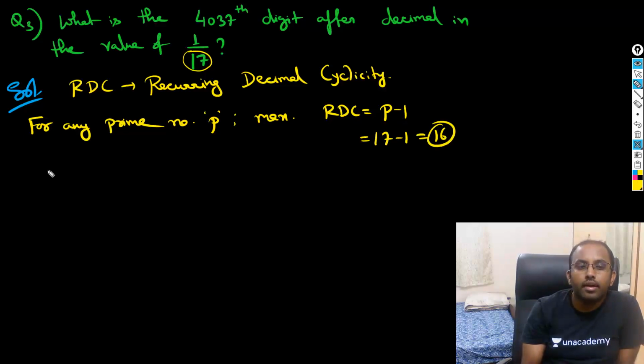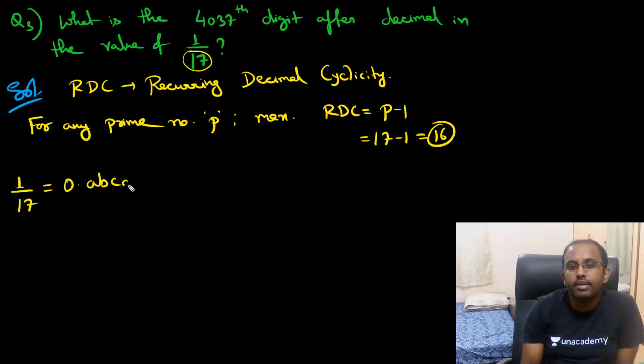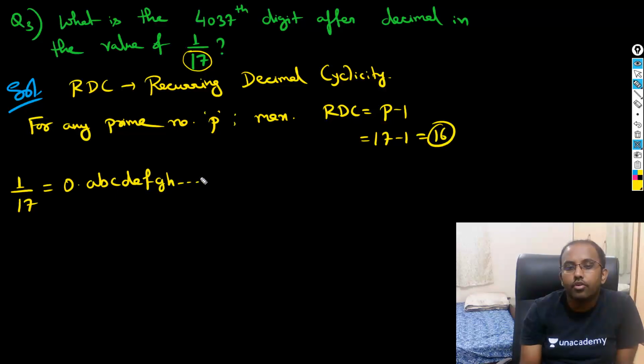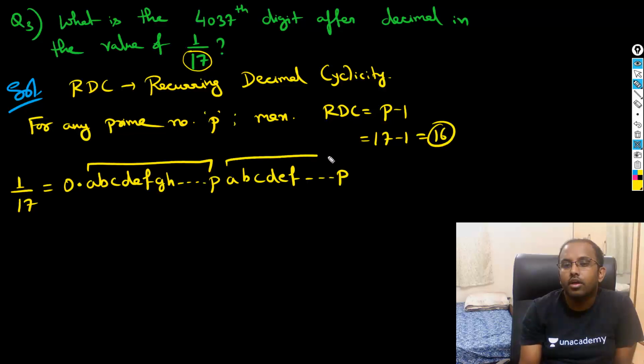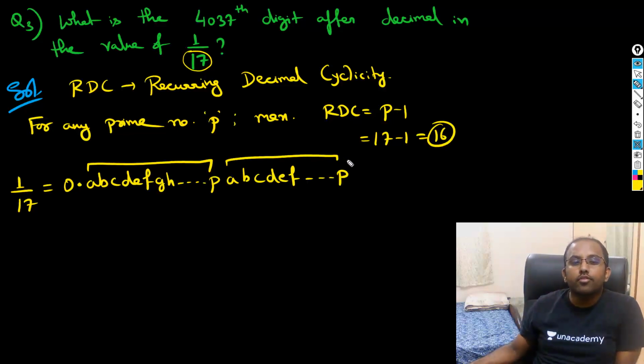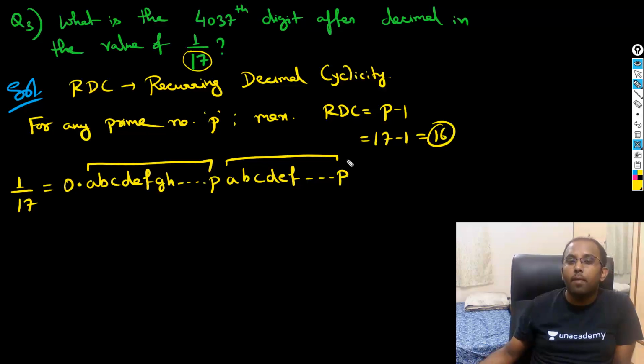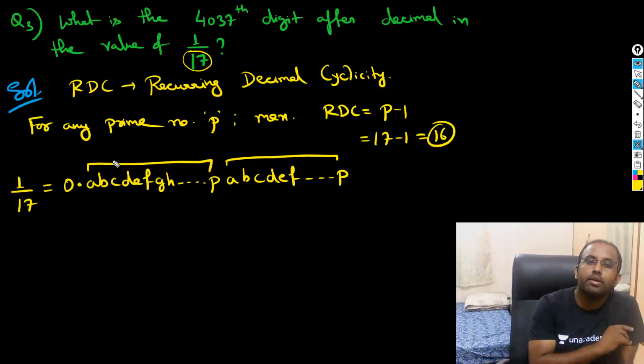That basically means that if I write the value of 1 by 17, let's say right now I don't know, 0 point A, B, C, D, E, F, G, H, it will go until 16 digits, like the 16th is, I think, P, and after that again it starts repeating. A, B, C, D, E, F until P. So this is the fund of RDC, right? The maximum digit has to be, so this is the maximum. It can happen somewhere in between also, but it is a maximum.